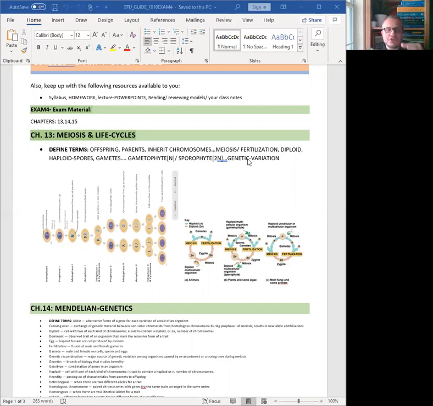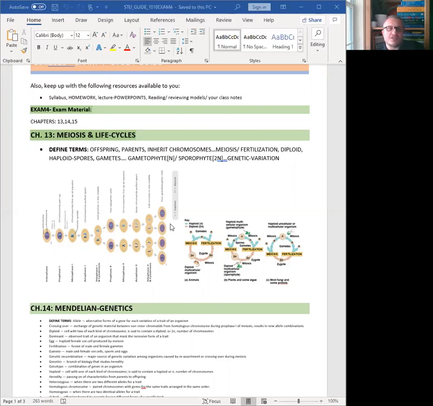So make sure that, like you see here, you are familiar with the 10 steps of meiosis, which have the chromosome number at the end in the four daughter cells. That's very important for keeping the chromosome numbers fixed for each species.